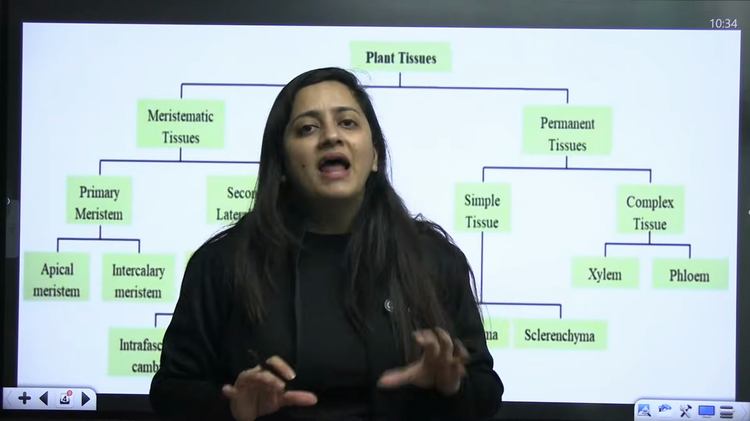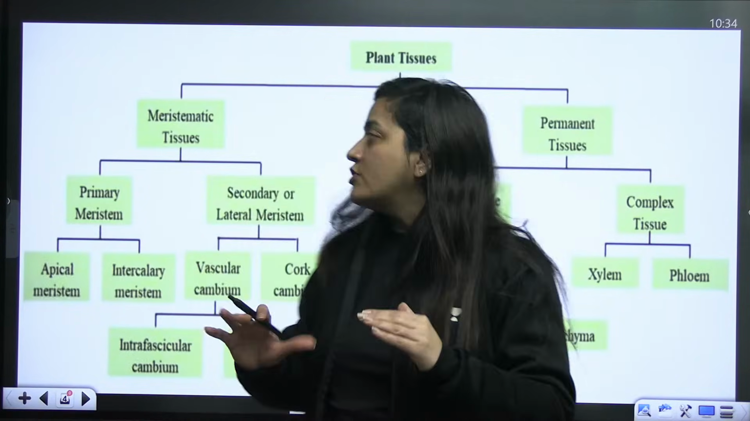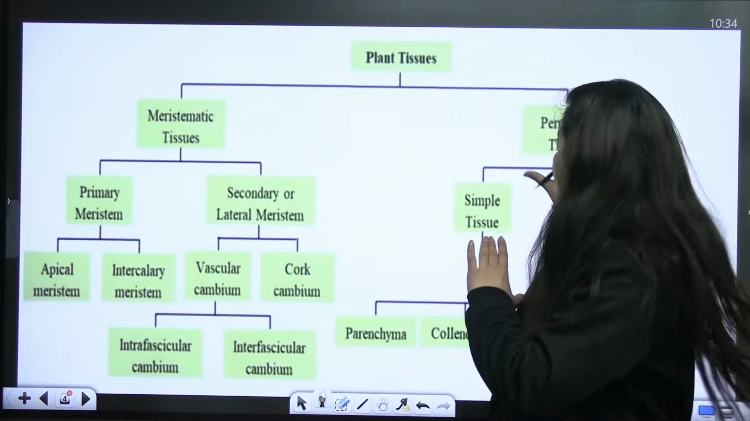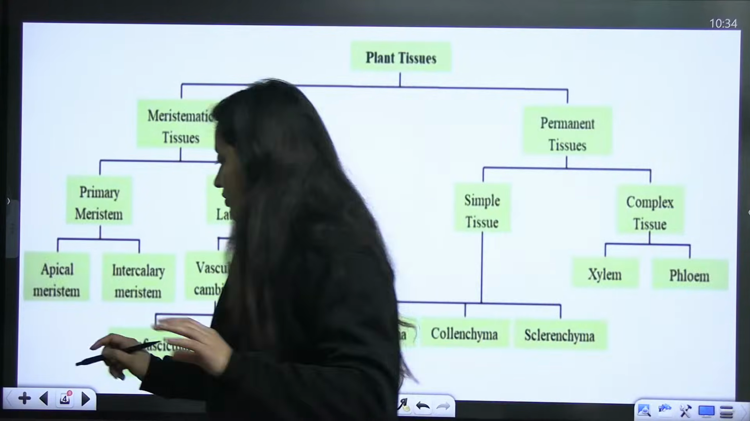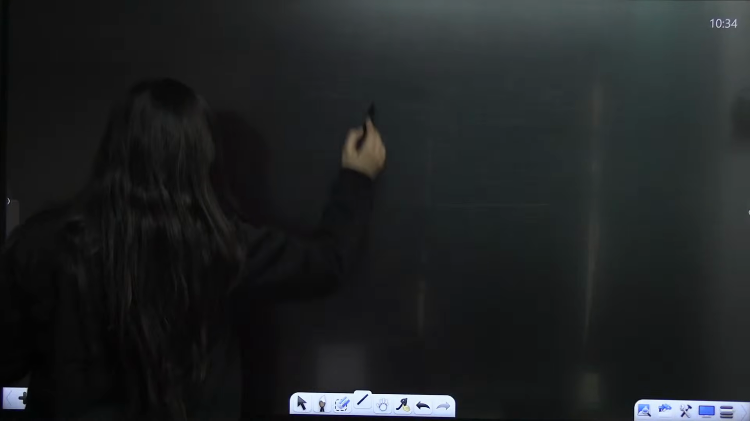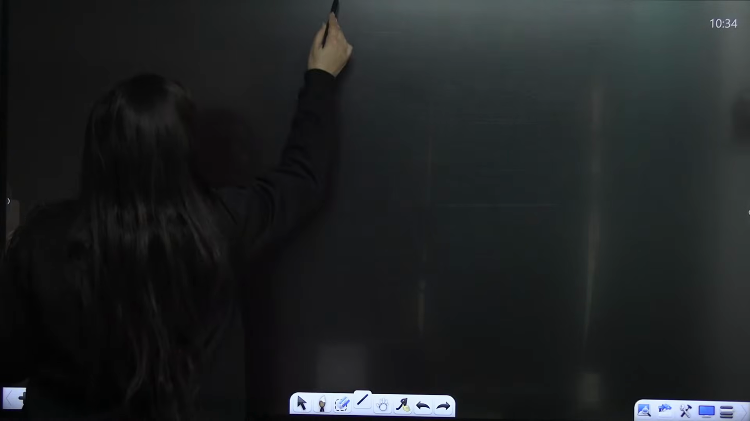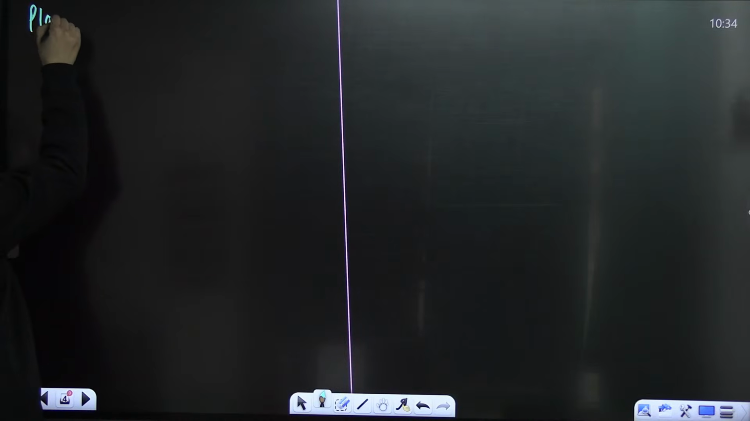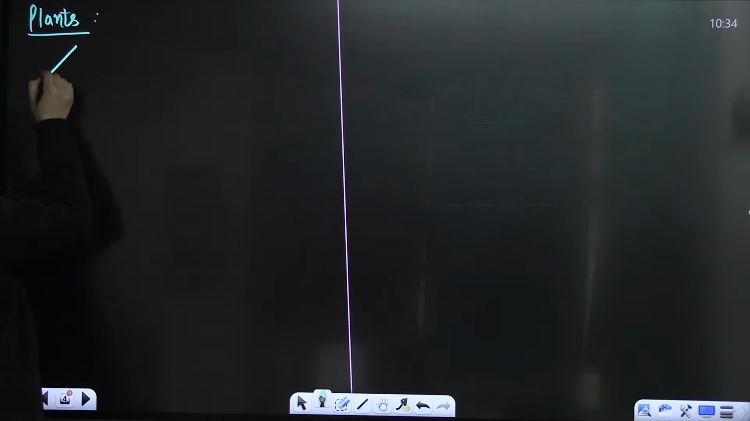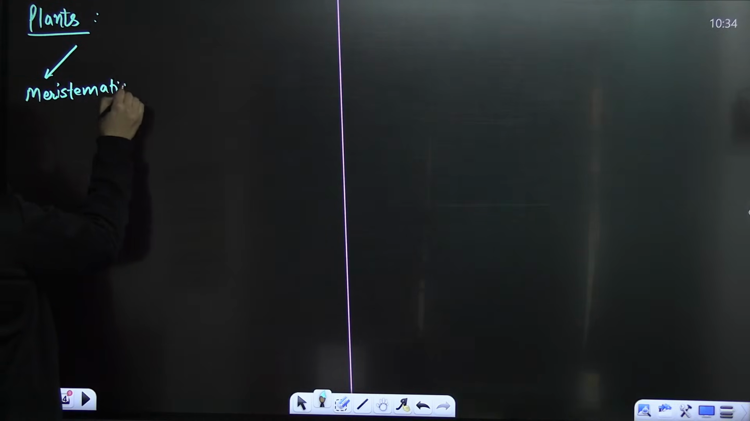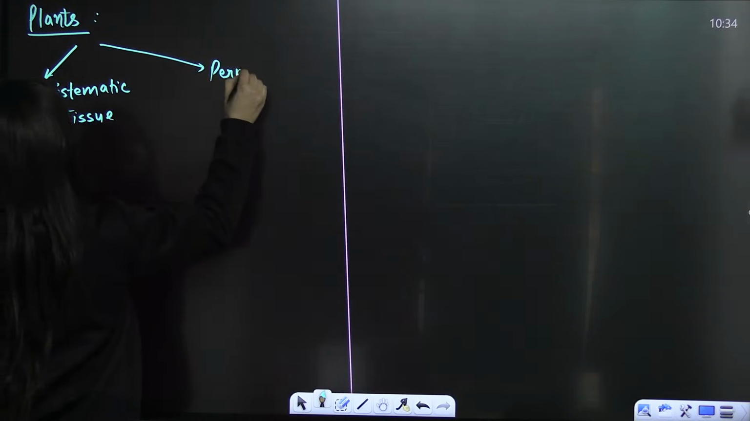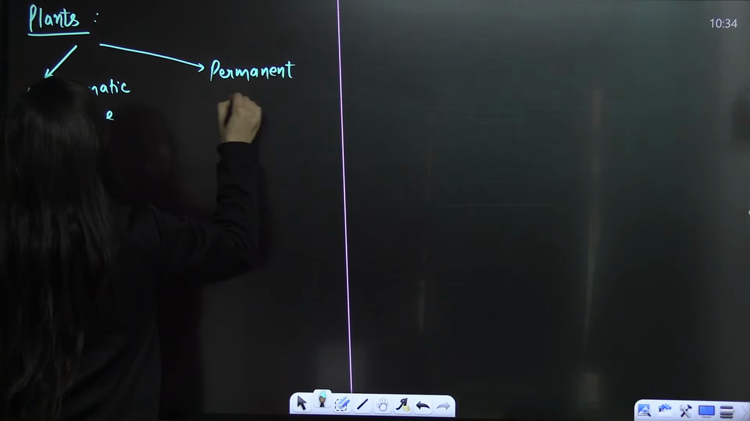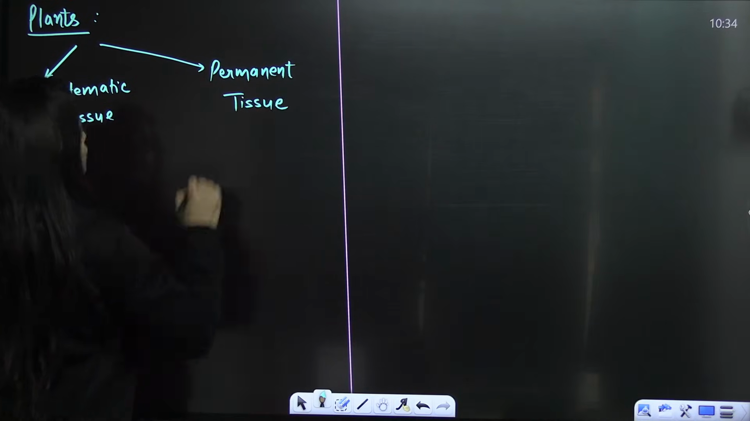When you are talking about the plant tissue, here we will talk about the meristematic tissue and the permanent tissue. In the meristematic tissue, there are further categorizations that we have to keep in our mind. So, the very first thing is the meristematic tissue. As you just noticed in that flow chart, there is the meristematic tissue and there is the permanent tissue. Are you getting my point?